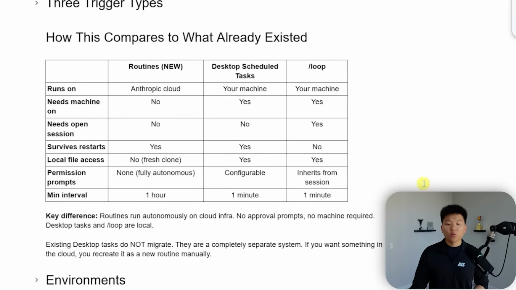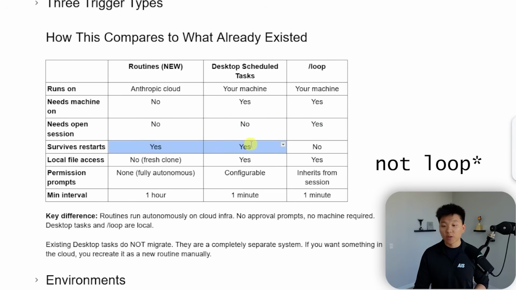So how does this compare to what already exists? We have routines, which is the new feature. We have desktop scheduled tasks, and then we have something like just a /loop command. So routines run on Anthropic's cloud, and these other 2 run on your machine. Do you need the machine on? No for routines, that's huge. But for desktop scheduled tasks and for loop, you need your machine on. Do you need a session open? No, that's the same across all 3.